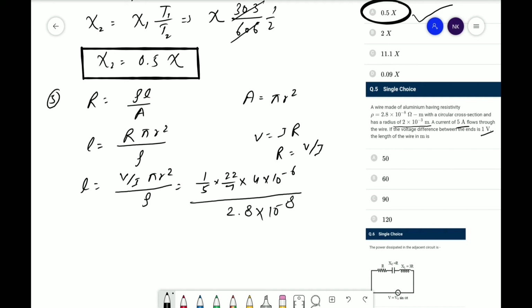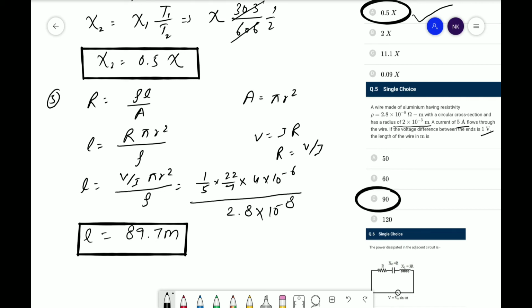Okay, now if we will solve all these, then you will get 89.7 meter length. Okay, here the correct answer is approximately 90 meter. Okay, so option C is correct.